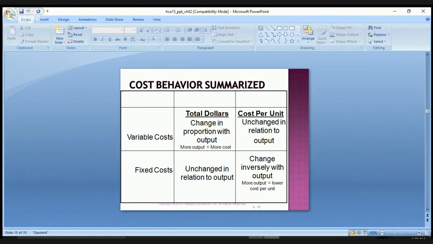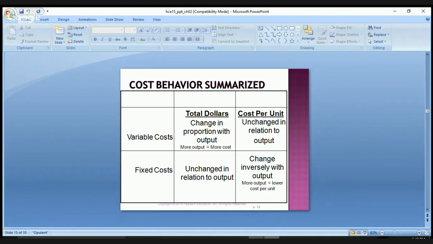So this is a really nice picture. I don't know if you guys are more picture type people than explanation type people. So we have variable costs and total dollars. Variable costs change in proportion with the output. So that means more output equals more costs. And the cost per unit does not change, no matter what, unless you have one of those sliding scales, but we'll talk about that later.